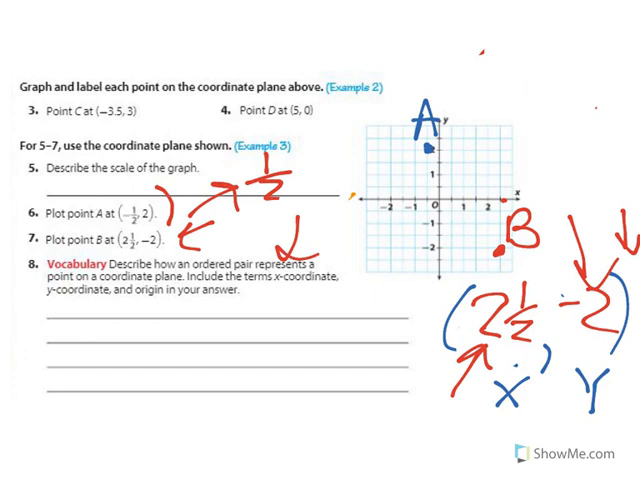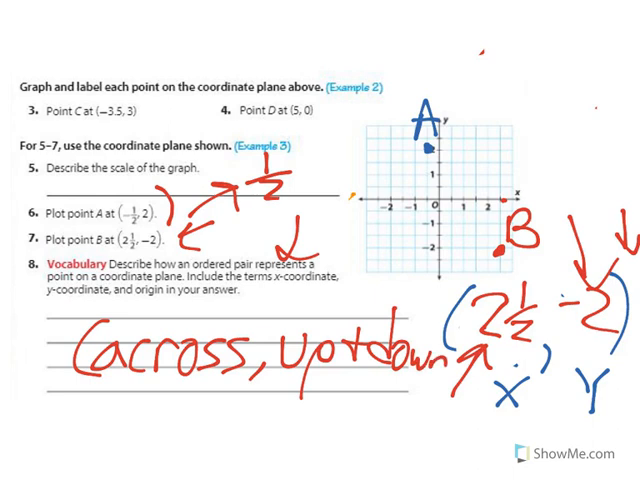Vocabulary, describe how the ordered pair represents a point on the coordinate plane. Use the terms x-coordinate, y-coordinate, and origin. All right, so you don't have to write a paragraph here, especially in purposes of time. So just remember across is x, up and down is y. And you start at the origin.